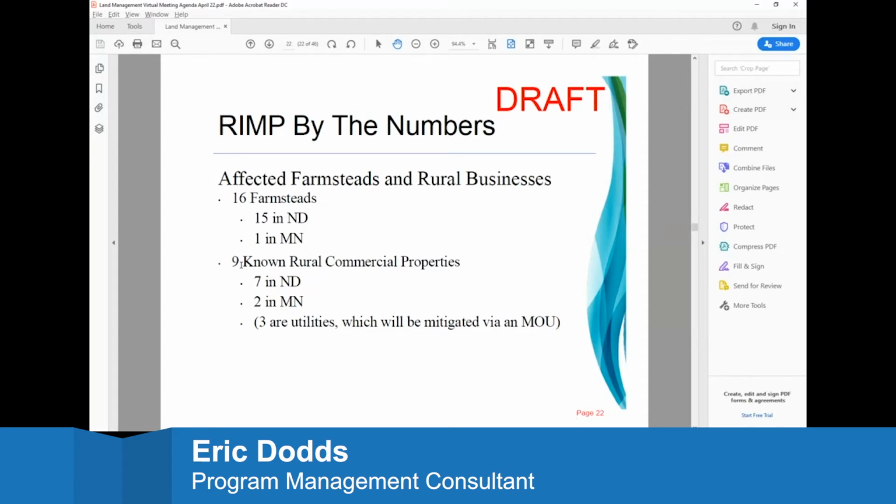So just from a number standpoint, there are 16 farmsteads that we're showing that are impacted by the project to one degree or another. There are also 9 commercial properties that we know of today. Some of those are utilities, which likely wouldn't be mitigated through this program. We've been using memorandums of understanding for the utilities.